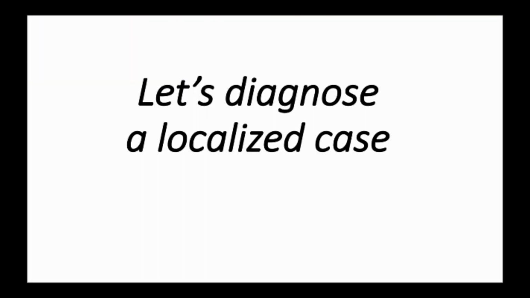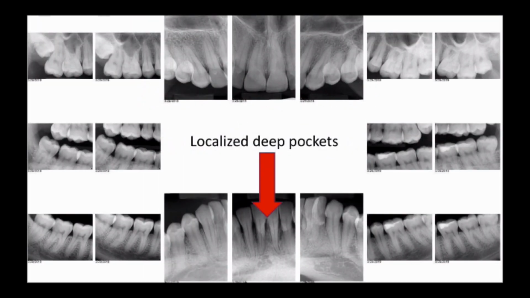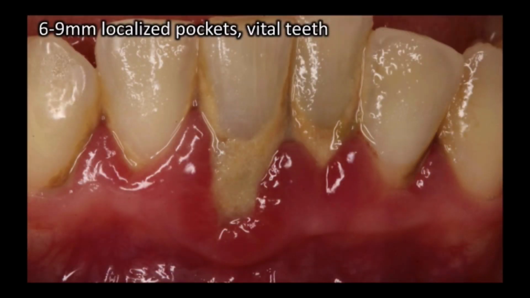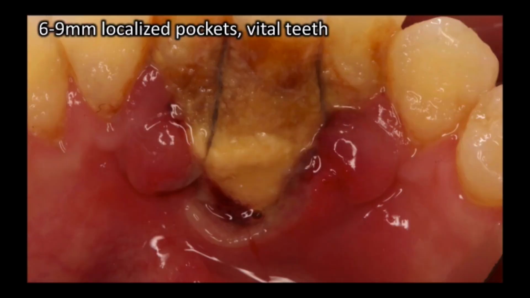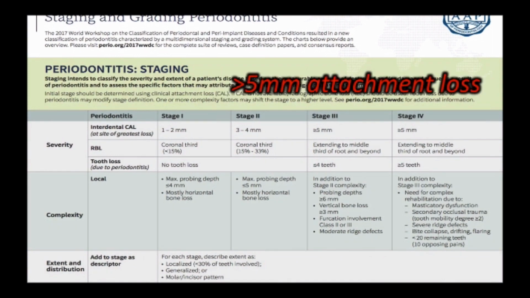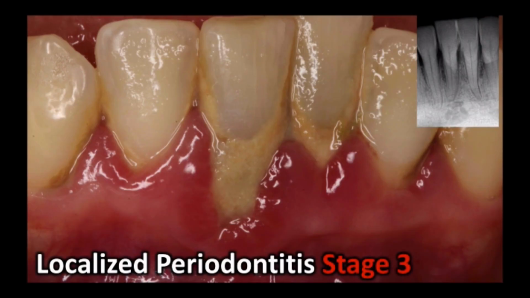Let's diagnose a local case. Okay, so this patient has, all in all, healthy bone levels, but specifically on the lower incisors, there's severe bone loss, localized destruction, very deep probing there, 6 to 9 millimeter probings on just the lower incisors. So what would that case be? That would be a localized periodontitis, over 5 millimeters of attachment loss, 8 millimeter pockets. We're looking at stage 3. Less than 4 teeth will be lost.